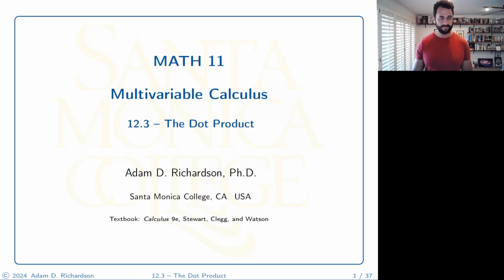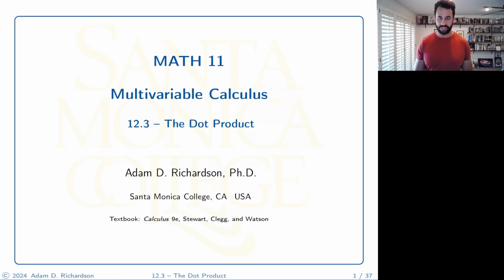Today we're going to be talking about section 12.3, which is all about the dot product. This one's a really interesting one because we've been talking about vectors, and now we're going to talk about a new way to operate on vectors. This may not be something you've thought about in the past, but we're going to start everything with a motivating question. So let me get started.